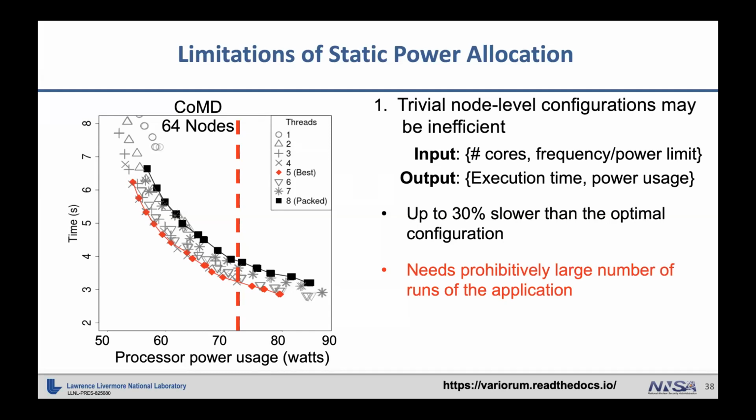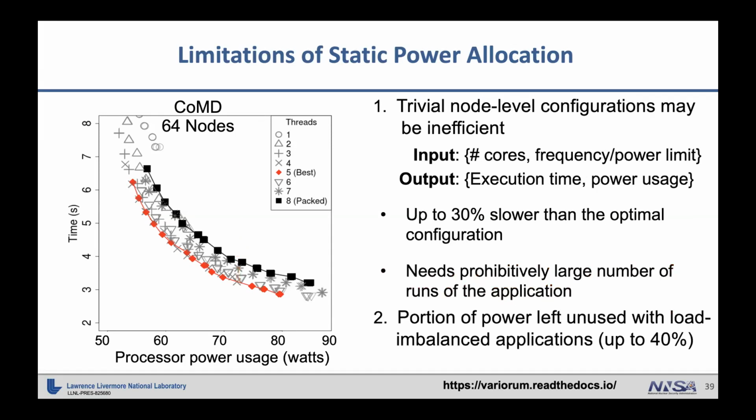If you have a power constraint, that is a constraint on the x-axis, in this case around 70 watts, you will see that the packed configuration is up to 30% slower than the best configuration, which we know exhaustively, of course. Without a runtime system, finding the best configuration requires exhaustive search, which is prohibitive.